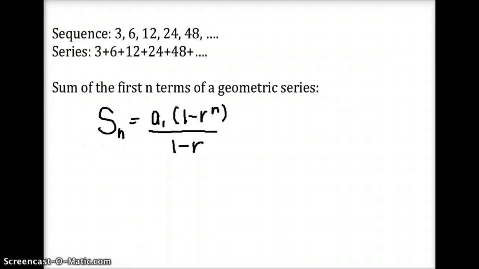So a geometric sequence is a sequence where each term is multiplied by a certain common ratio to get to the next term. And a geometric series is similar, but instead we're just adding each number in the sequence. So what if we want to find the sum of the first n terms of a geometric series?